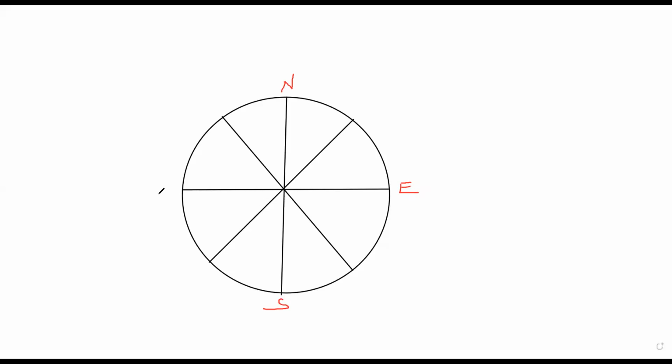So maybe if we first put those northeast to the southeast, and this is southwest. Joseph, you can monitor what the girls are saying in the chat.